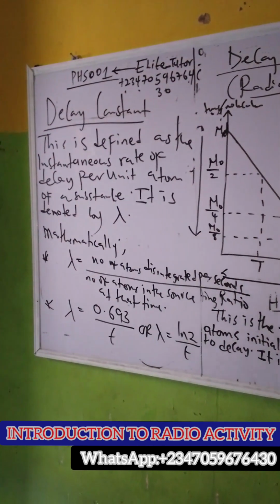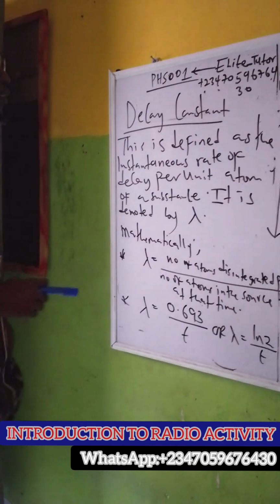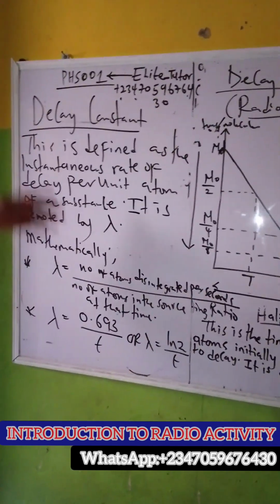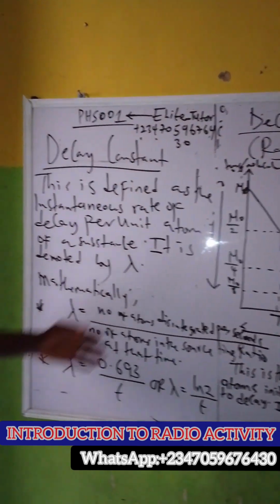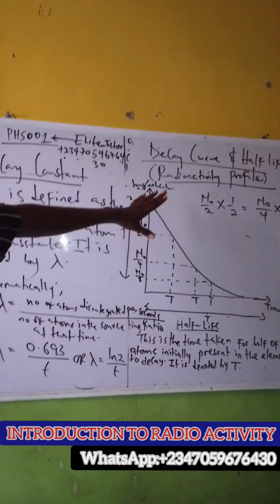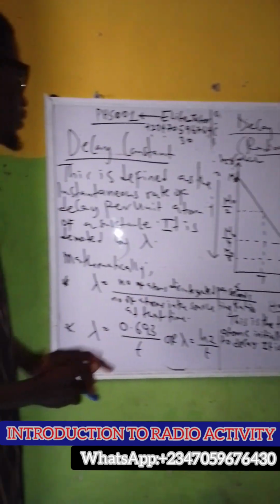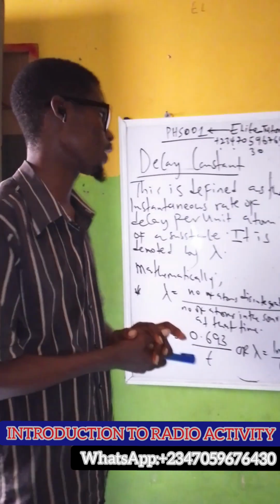Okay, so study this very well. Know the definition for your decay constant. Know the definition for those ones I've talked about. So you have two formulas for decay constant, and I've given formulas for half-life. I've given you the graphical profile for radioactivity. So I think with all this, this is the introductory part. You should be able to say something about radioactivity.